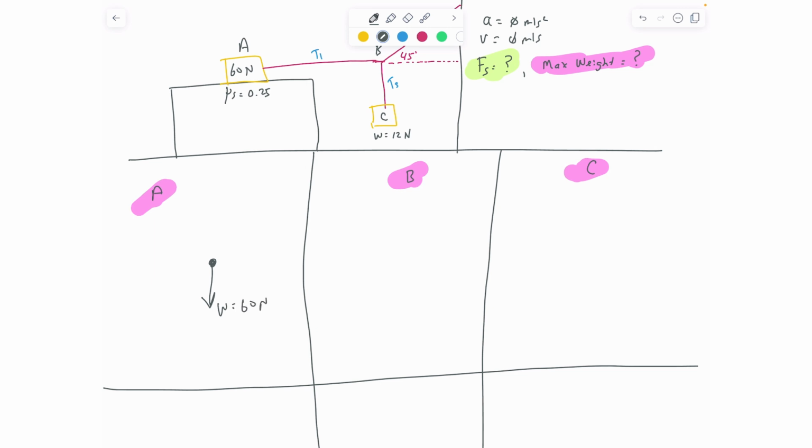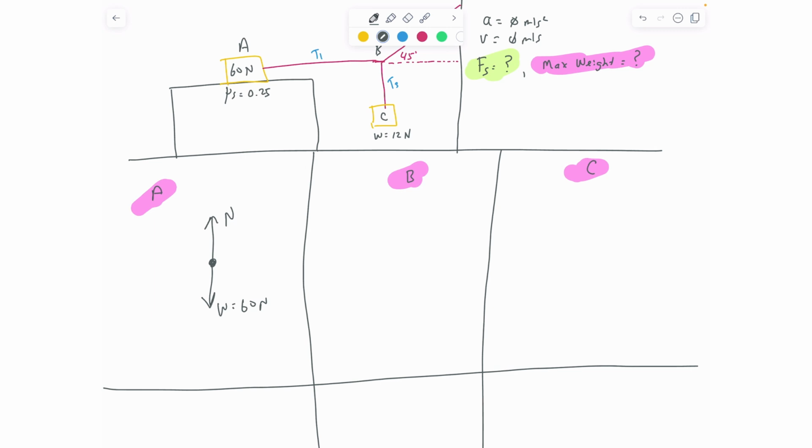Also, due to Newton's third law, because this object A is pressing down on this table, the table is also pushing up in the opposite direction. That's Newton's third law. That's called the normal force.